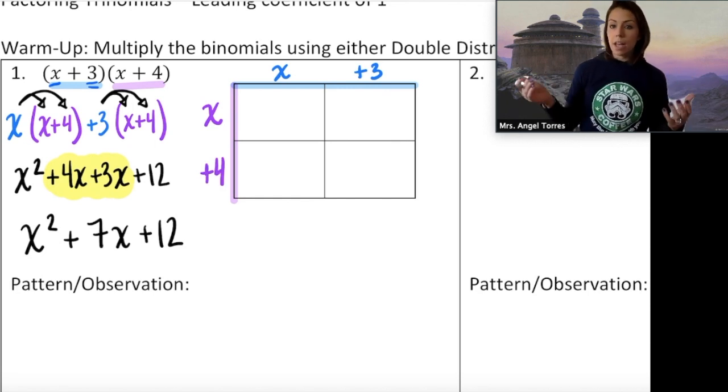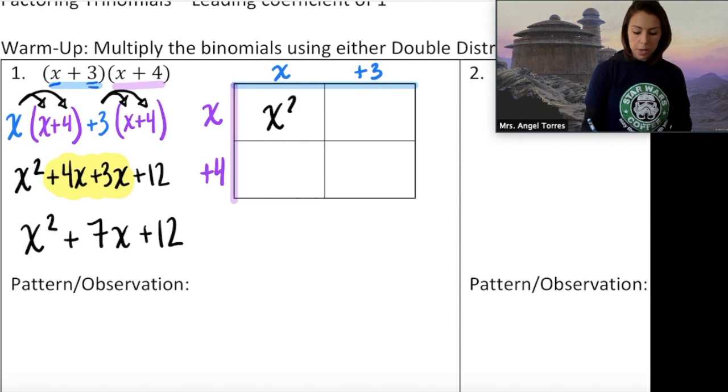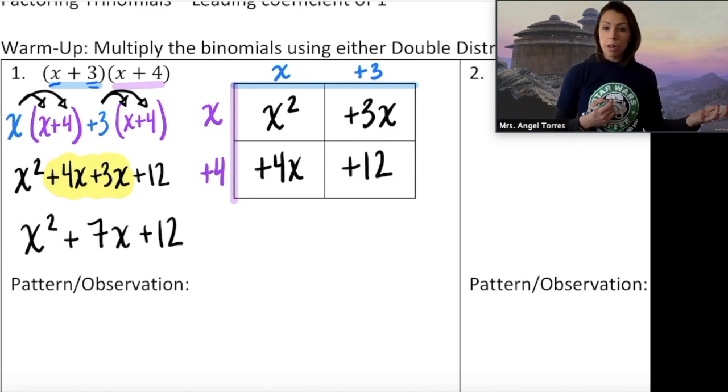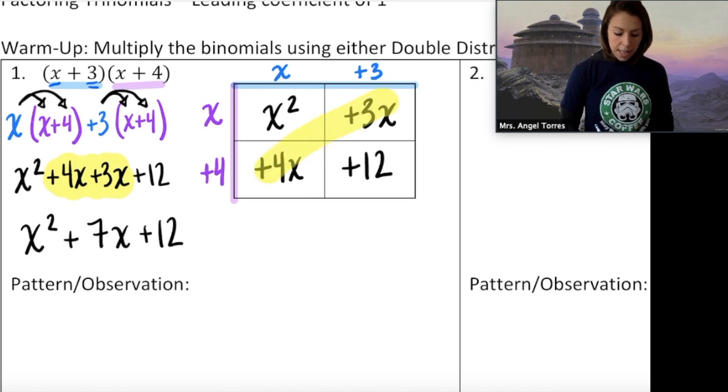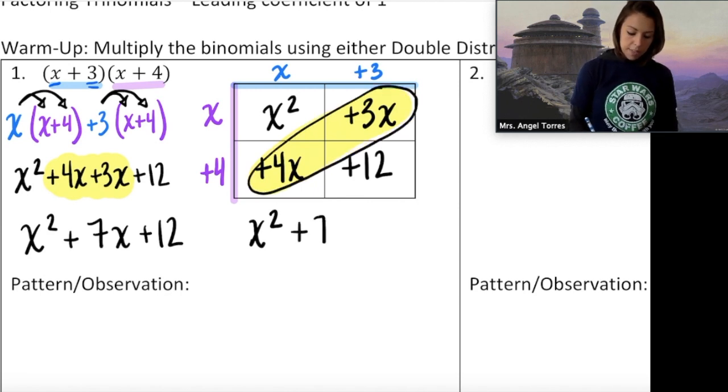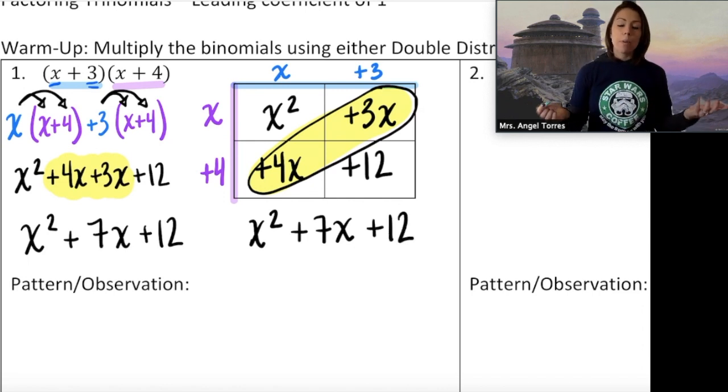Now we're going to find the area of each space. X times x gives us x squared. X times a positive 3 is a positive 3x. X times a positive 4 is a positive 4x. And positive 4 times positive 3 is positive 12. What I like to do is, when I pull all of these terms out of the window, I see that I have a positive 4x and a positive 3x, so I combine those as I pull the terms out. The term with the greatest degree is x squared. A 3x and a 4x combine to a 7x, and there's my plus 12. You'll notice that it's the same no matter which method you're using.